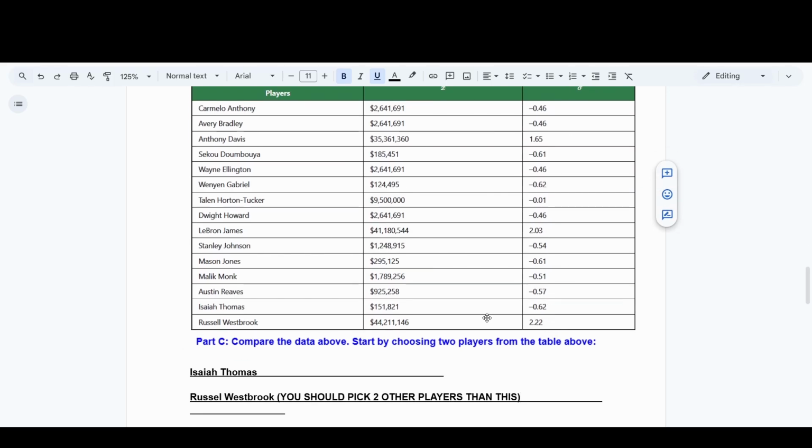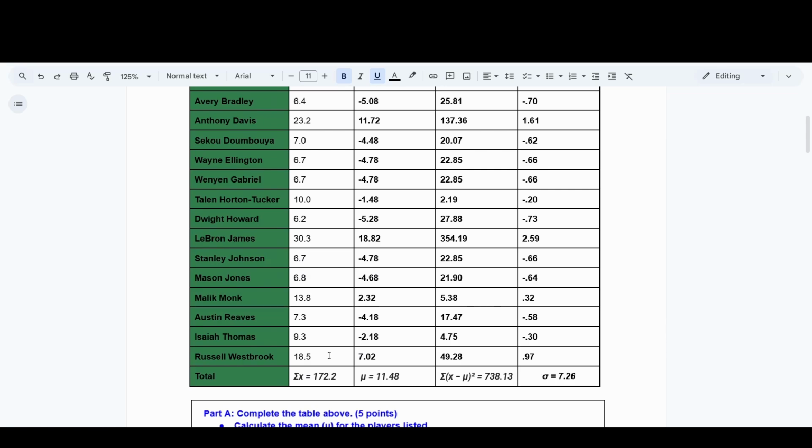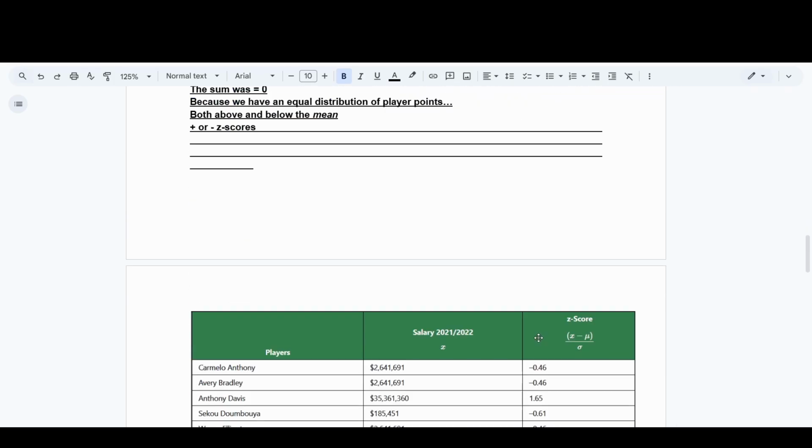But notice Russell Westbrook, he's got a z-score of 2.22. So that's almost 3, almost an outlier. Isaiah Thomas has a z-score of negative 0.62. So that's actually pretty close to the mean. It's very close to 0. And if we go back and look at our previous chart up here, this was looking at points per game. Russell Westbrook had a positive z-score that was almost 1, so he is scoring above average. The average was 11, almost 12 points per game. And Isaiah was negative 0.3, so he was below average points per game. So that will basically be our answer.